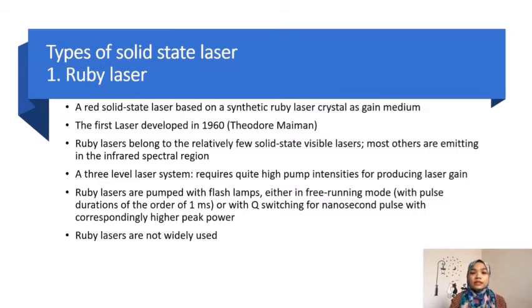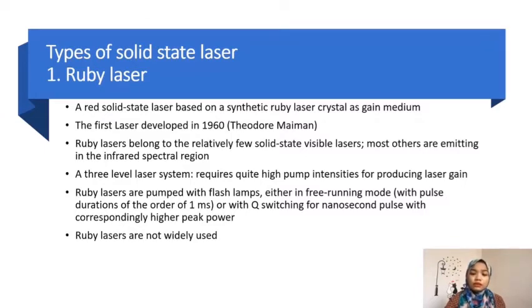Ruby laser is a red solid state laser based on a synthetic ruby laser crystal as gain medium. Gain medium can amplify the power of light, typically in the form of a light beam. Ruby laser is the first laser, developed in 1960 by Theodore Maiman, and he demonstrated the free-running flash lamp pumped ruby laser. Flash lamp is a gas discharge lamp used for generating intense light pulses.